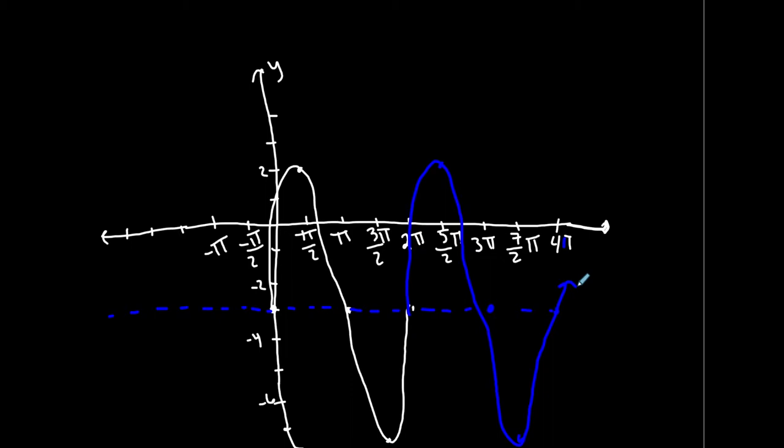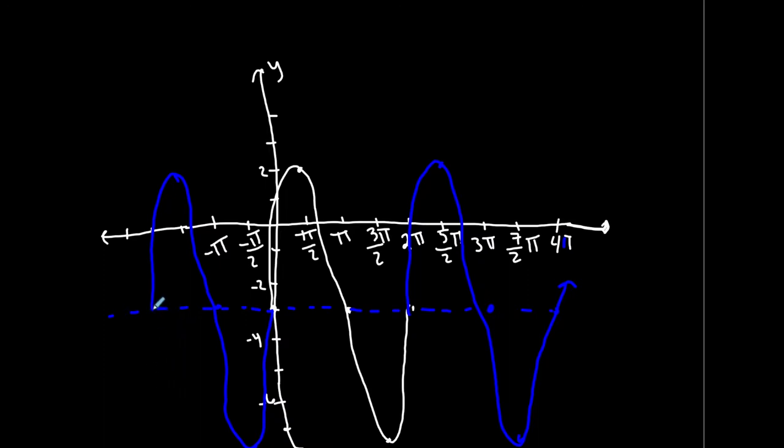Keep going that way. If I want to do it to the left, I go in the opposite direction. So from the intercept, I go to the next x value down to a min. Then at the next one, back to an intercept. Here, a max. Then back to an intercept. So here's another full cycle. Now this one shows 3 full periods.